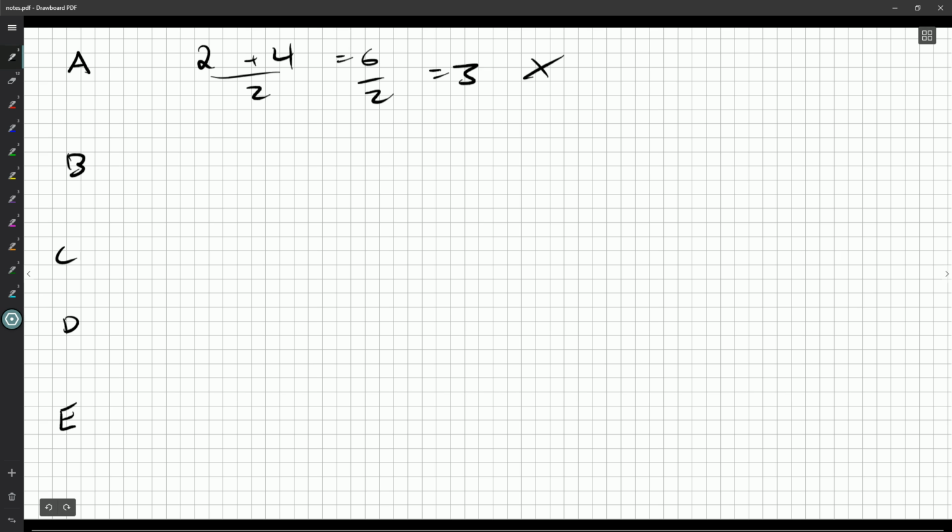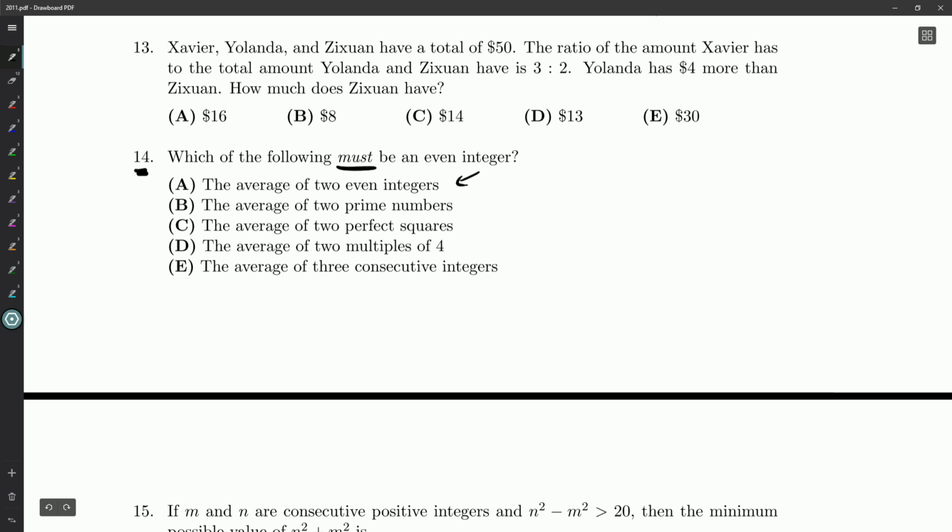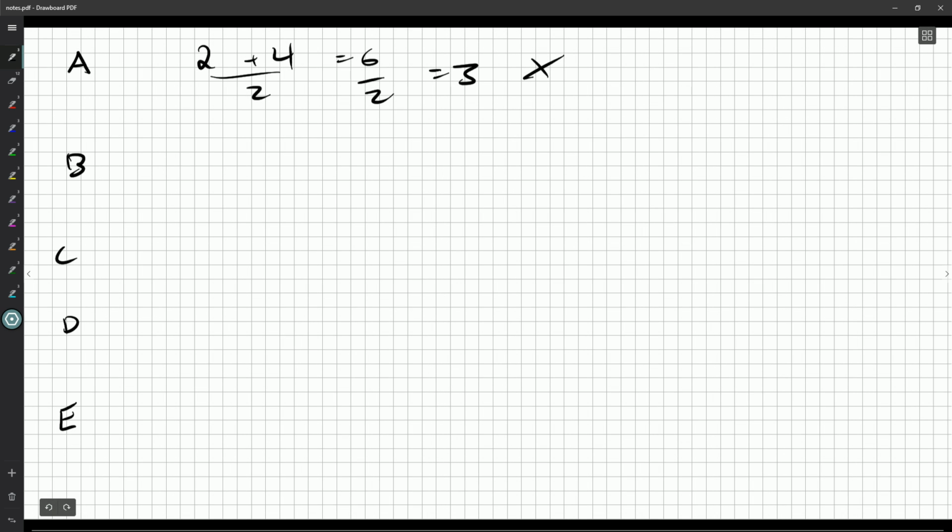Let's consider our other options. So we definitely know it's not A. B, the average of two prime numbers. Well, I don't think that is going to work out, because I can think of two prime numbers really quickly, 2 and 3, and the average of those would be 2.5. That's not even an integer, so there's no way it's going to be even.